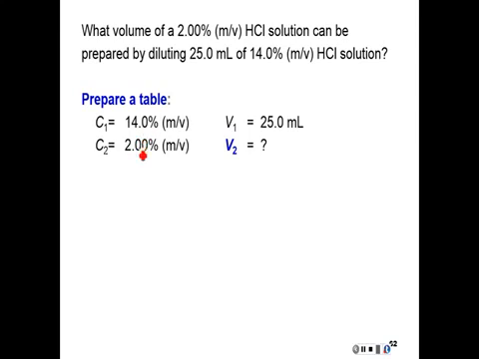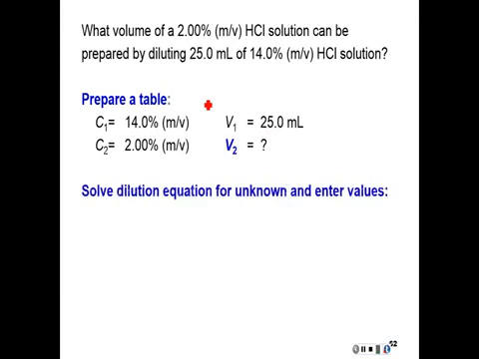So let's look at the difference in the numbers here. 14 to 2. So that means that the concentration is going to go down 7 times. 14 divided by 2 is 7. So if the concentration is going to go down to only 1/7 of what it was, that means the volume is going to have to go up 7 times. So I bet 7 times this number is our answer. Let's just go through the solution.